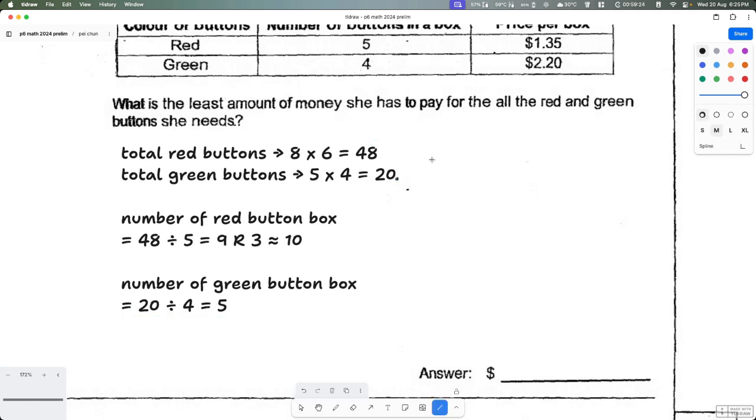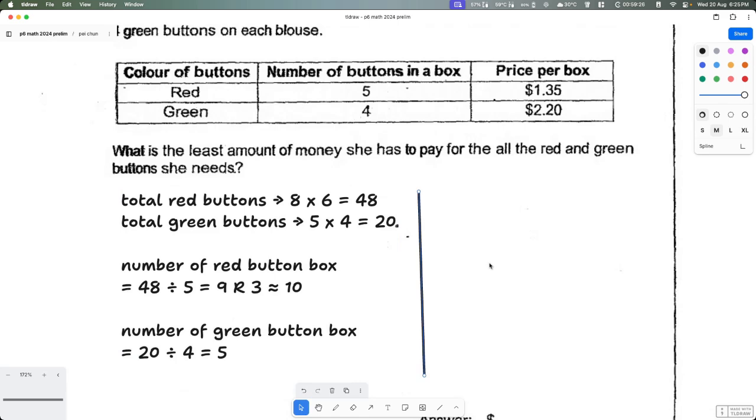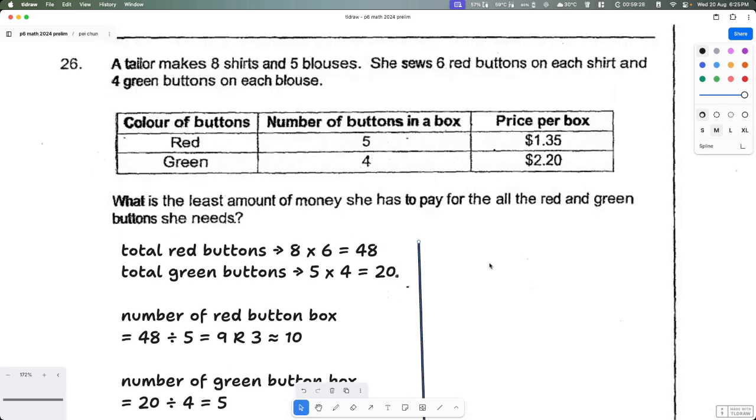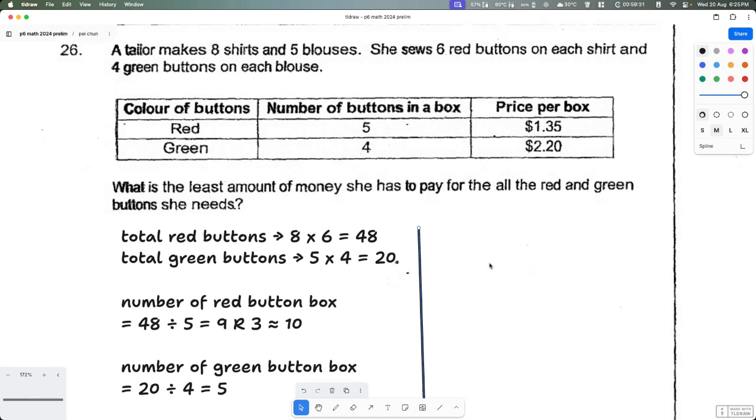Okay, so let me just put it over here. Okay, so let me double check. 8 times 6, 5 times 4, 5 boxes. Okay, 4 green, 4, so 5.